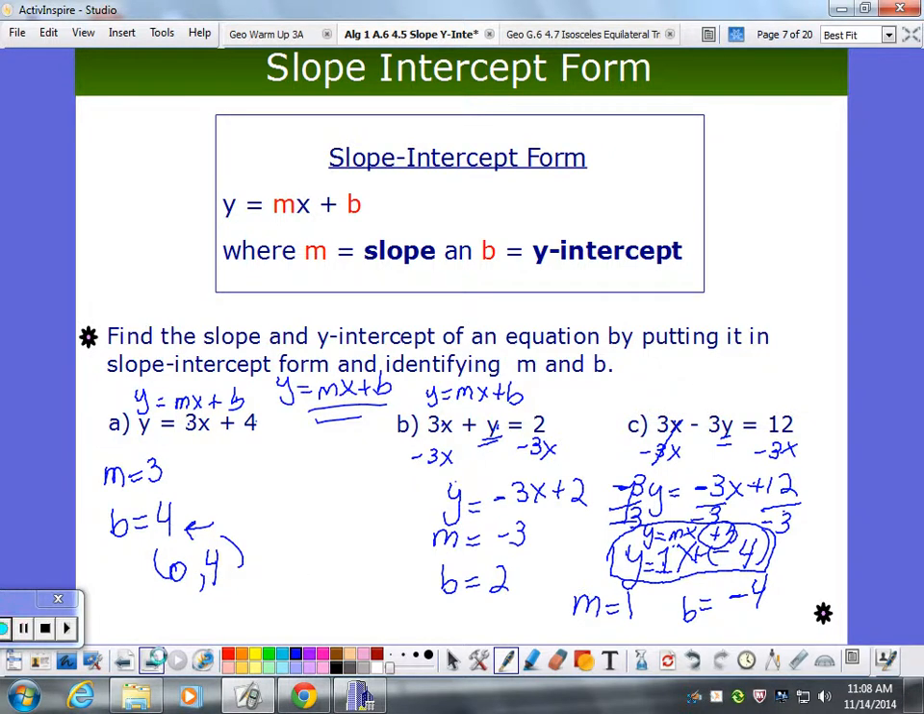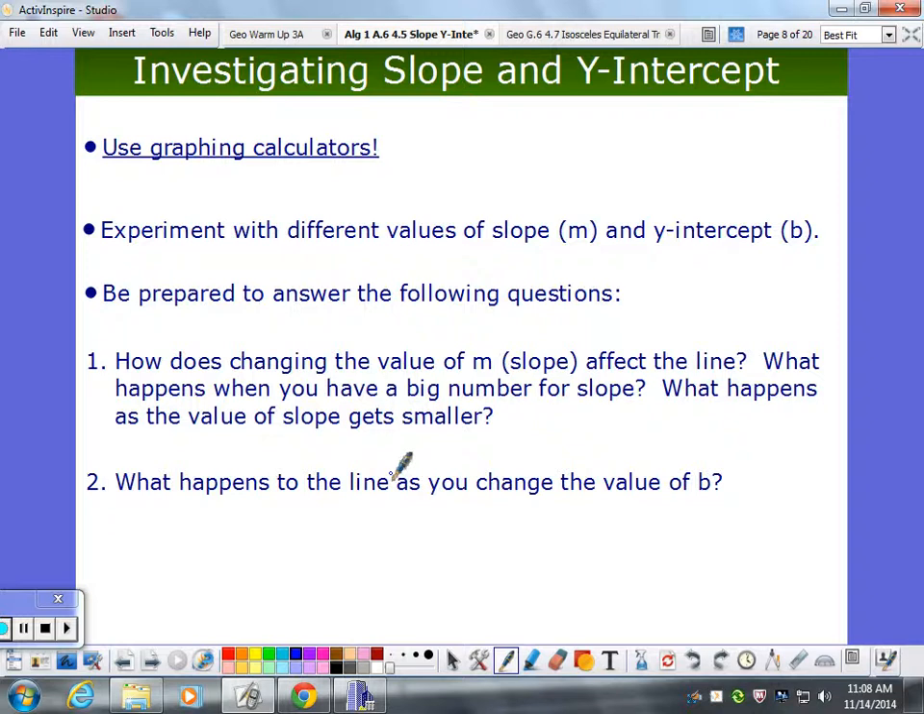We're going to do a few more of these, okay? So please stay with me. I get it. All right, we're going to do a little graphing calculator activity, which is why I gave you that other paper.